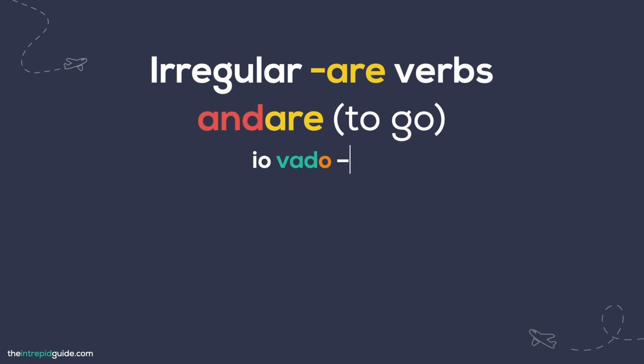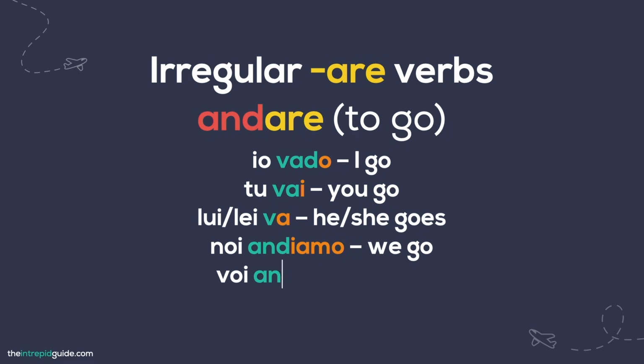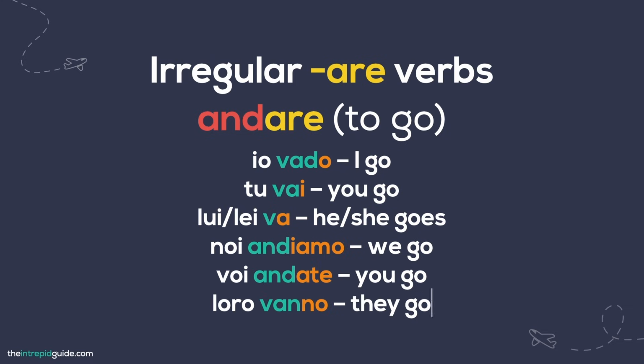So from the ARE verb family, we have andare. Andare is to go. Now we have io vado, tu vai, lui, lei va, noi andiamo, voi andate, and loro vanno. Then we have fare, which is to do or to make.